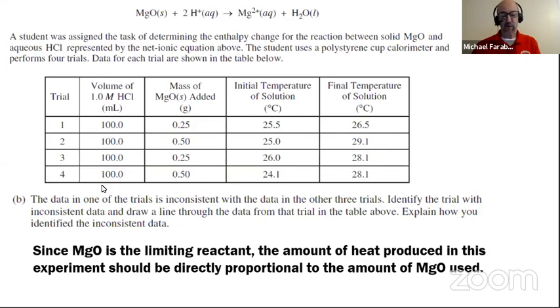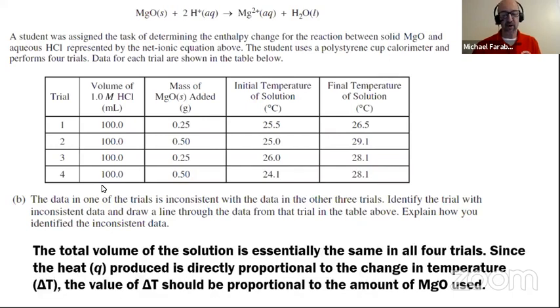So therefore the amount of heat produced in this experiment, because the temperature is increasing in all 4 trials, should be directly proportional to the amount of the limiting reactant, MgO. And since the total volume of the solution is essentially the same, 100 milliliters, with a small amount of solid dissolved in that, the delta T is going to be proportional to the Q, and therefore the amount of magnesium oxide used. Let's calculate the delta T for all 4 trials.